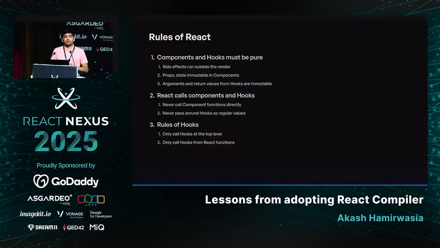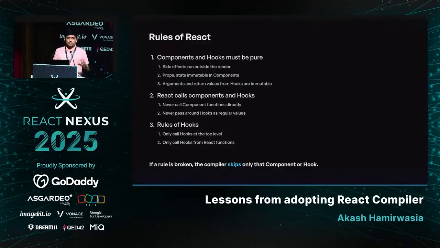You should call hooks at the top level, not inside loops or conditionals. And you can call hooks only from React functions, which can be other components or hooks in the code base. Now, if any of these rules are broken, the compiler skips that particular component or hook. So even if another hook is following these rules, that will get optimized, but the particular hook or component that fails these rules will get skipped.